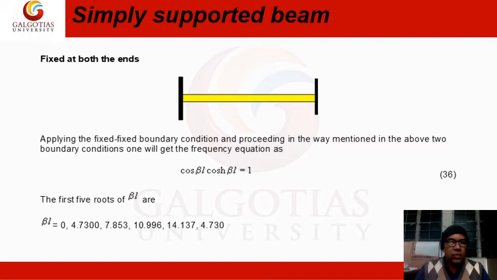The boundary conditions will be cos beta L cosh beta L will be 1, and the first 5 roots of beta L are 0.0, 4.730, 7.853, 10.99, 14.137.